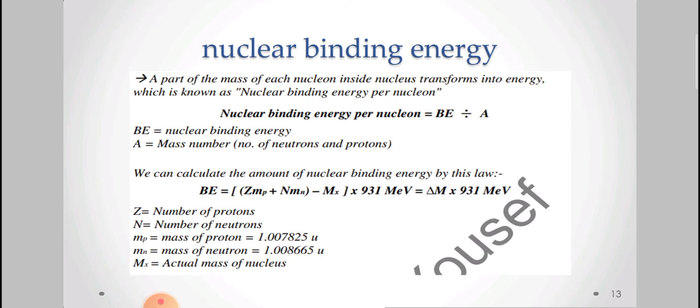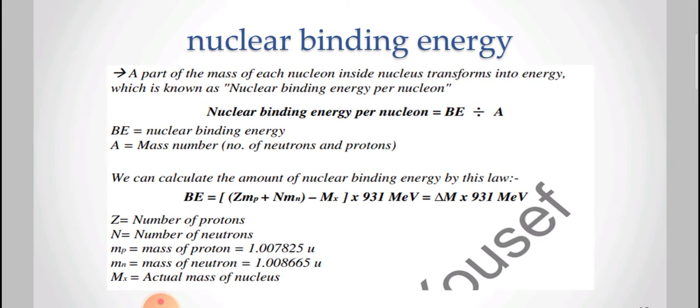A part of the mass of each nucleon inside the nucleus transforms into energy, which is known as nuclear binding energy per nucleon. Nuclear binding energy per nucleon equals BE over A. BE equals Z times MB plus N times MN minus MX, times 931, in million electron volts. BE equals delta M times 931 million electron volts.